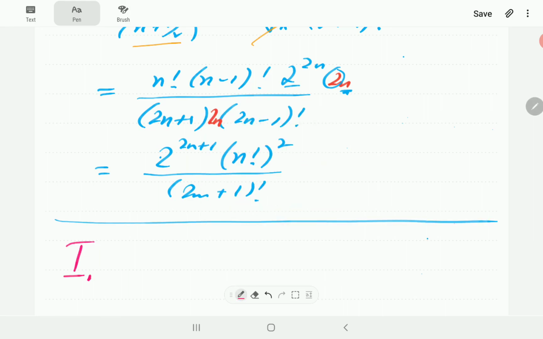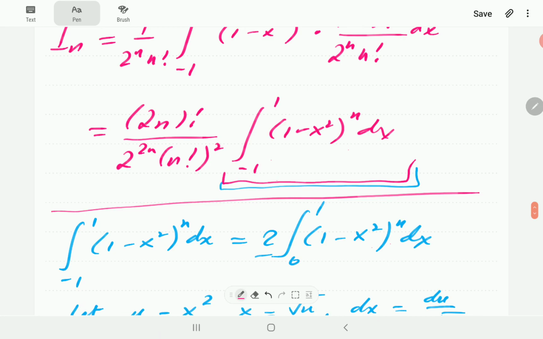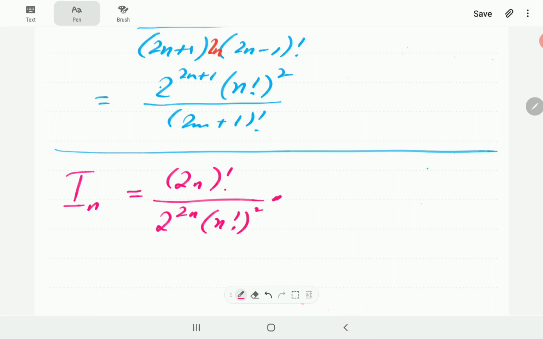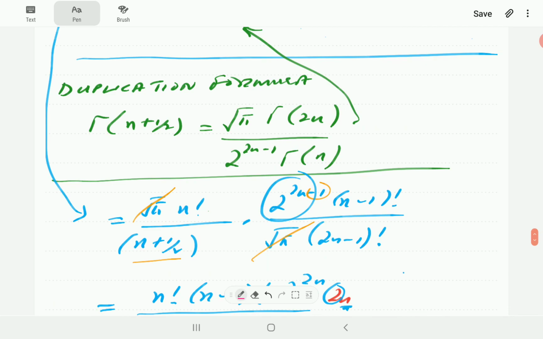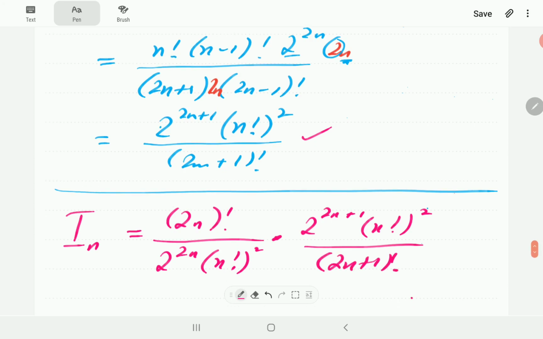So we're going to say In is equal to 2n factorial divided by 2 to the power 2n, n factorial squared. And then the integral, which is what we were working out, is giving us this term here. So that's 2 to the power 2n plus 1, n plus 1 factorial squared, 2n plus 1 factorial.